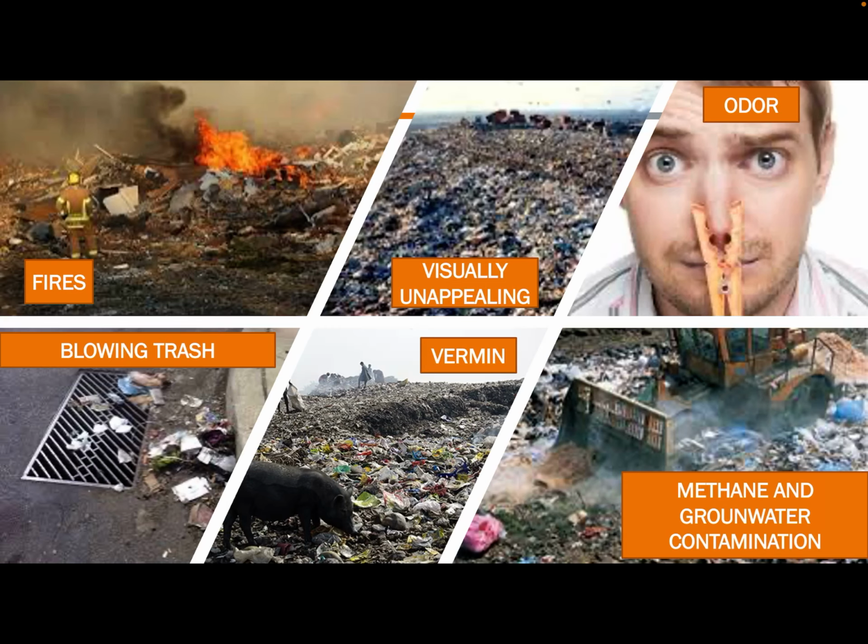So just dumping trash and garbage leads to several different concerns. One of them is fires in these open dumps. They're visually unappealing. They're often very odorous. There can be blowing trash, which leaves the area that you dumped your trash and comes into other areas. There can be vermin, which are pests that can cause diseases. And we know that dumps are huge sources of methane and can lead to groundwater contamination.